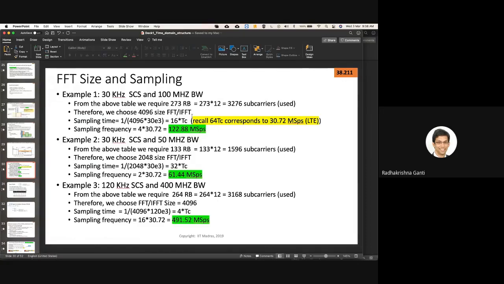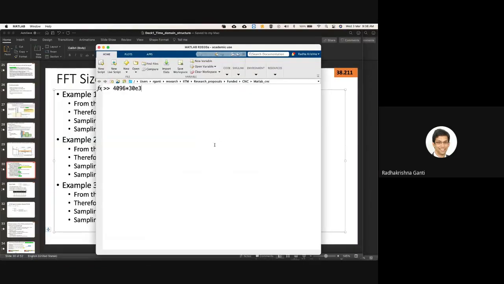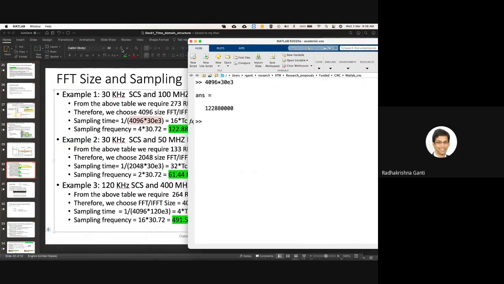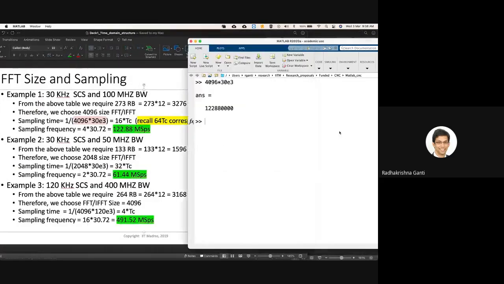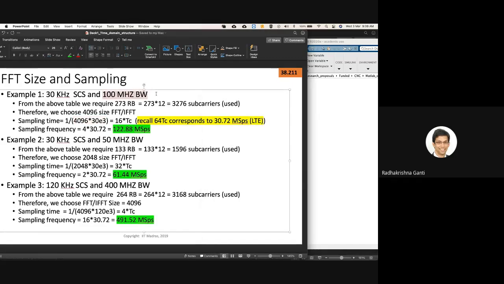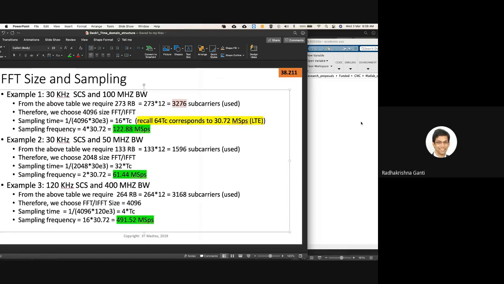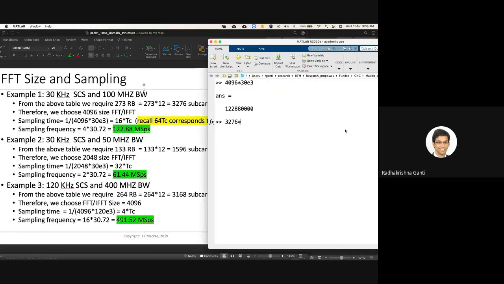Essentially, if you look at 4096 into 30E3, what is the bandwidth that you get? That's 122.88 megahertz. So all the subcarriers use about 122.88 megahertz bandwidth. But you are allocated only 100 megahertz bandwidth. So what happens actually? You are allocated only 3276 subcarriers. 3276 subcarriers into 30 kHz is 98 megahertz allocated to you.